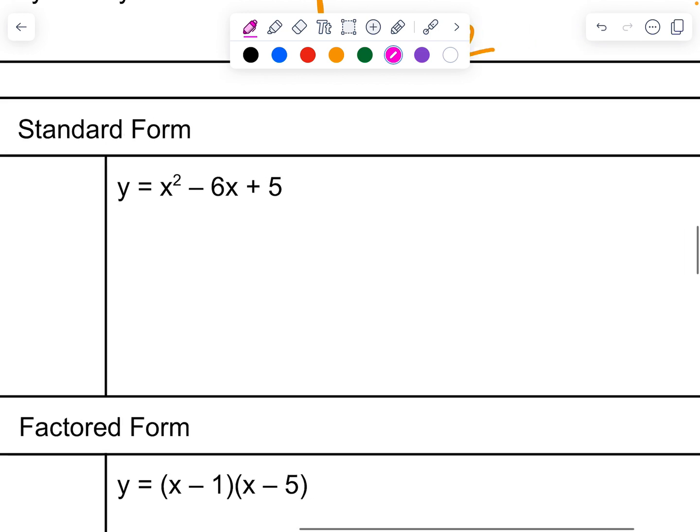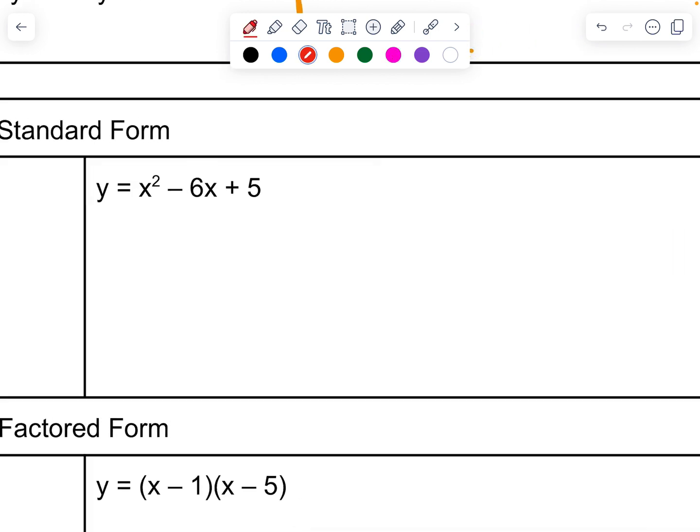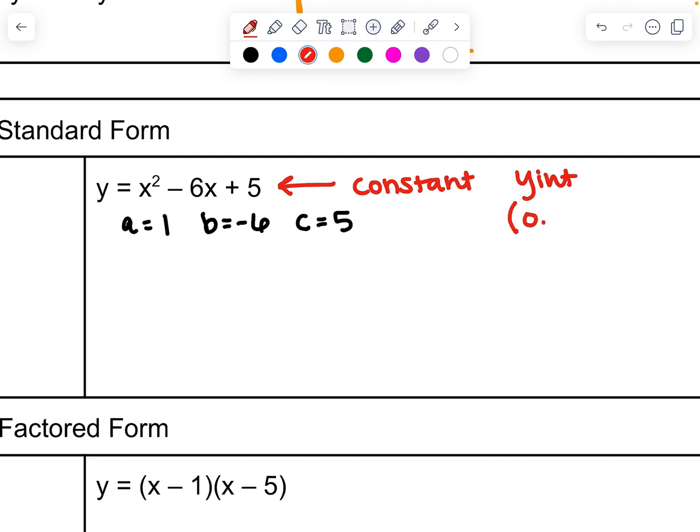If we slide over and we look at this example, I would want to be able to pull out those key features from the given example. First thing, let's practice identifying a, b, and c. We know that a here is 1. If there's not a number there, x squared does not equal 1, but it has a coefficient of 1. b is -6. A sign in front of a term always stays with that term. And c is 5. If we know our c value, that's our constant, which tells us that our y-intercept is (0, 5). That point is our y-intercept.